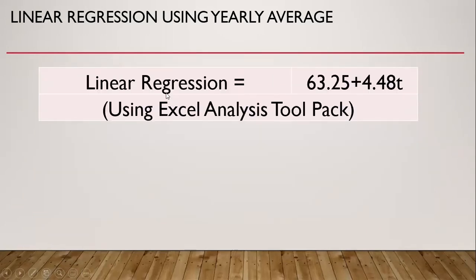By solving the equation of linear regression, or by using the Analysis ToolPak in Excel, we can identify the linear regression equation. The equation for this data is 63.25 plus 4.48 multiplied by the time stamp. So this is the intercept, 63.25. This is the slope, 4.48. So every year there is an increase of 4.48 according to this linear regression equation.